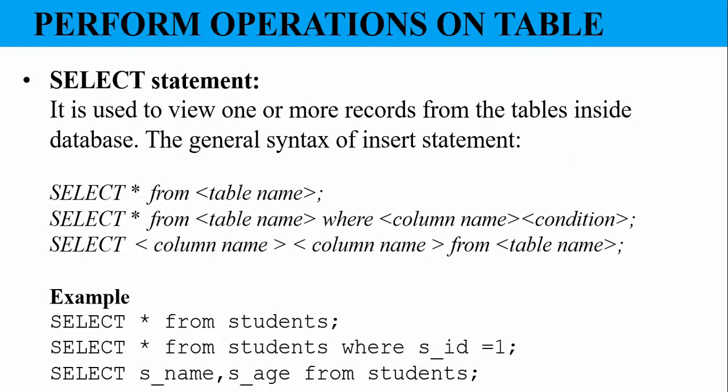Now the first statement that I am going to talk about today is the select statement. It is used to view one or more records from the tables inside your database. The general syntax of your select statement is select, then comes your star, which means asterisk, from table name, and after that you need to specify the semicolon. Select star from table name is going to show you all the records in that particular table.